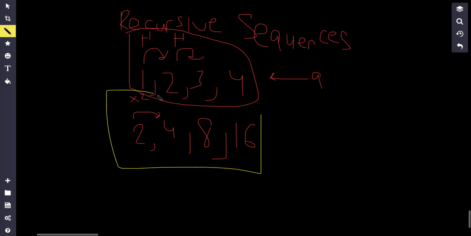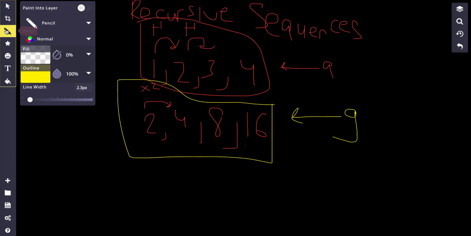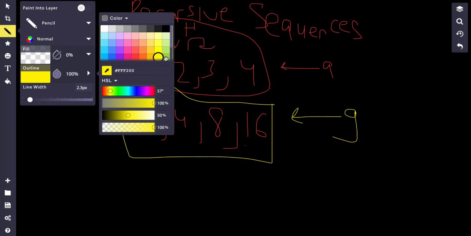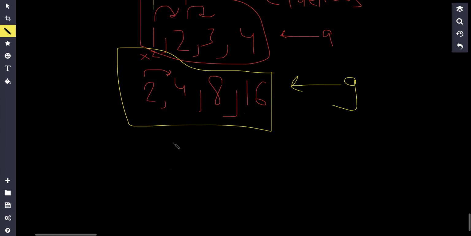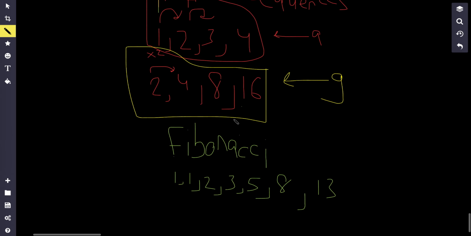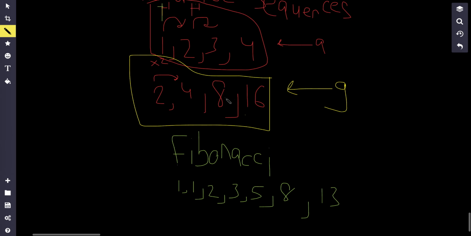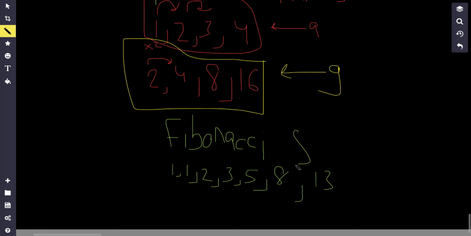This right over here is geometric, so I'm just going to symbolize this with a G. Or recursive sequences can actually be neither. So this is something weird about recursive sequences. They can be neither. So an example of a sequence that's neither arithmetic or geometric is the Fibonacci sequence. And this is actually pretty cool.